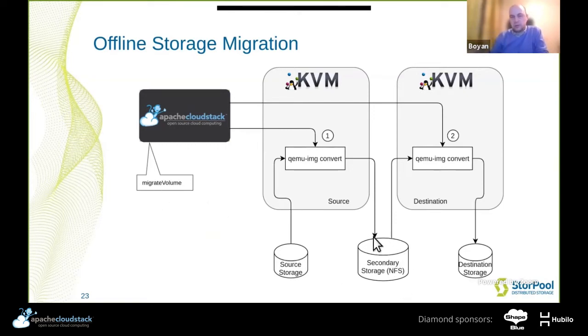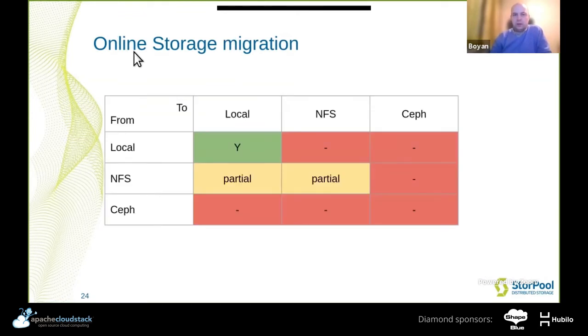While secondary storage is for the whole zone. So you can think of storage in one cluster, and CloudStack would take that data, copy it to secondary storage, which is zone-wide, and then take it again from secondary storage to the destination storage. CloudStack can only do this for offline primary storage, which means when there is no virtual machine running. While for online storage migration, the current state of affairs is that it supports fully local to local, and it supports NFS to local with some restrictions, and NFS to NFS with some restrictions.